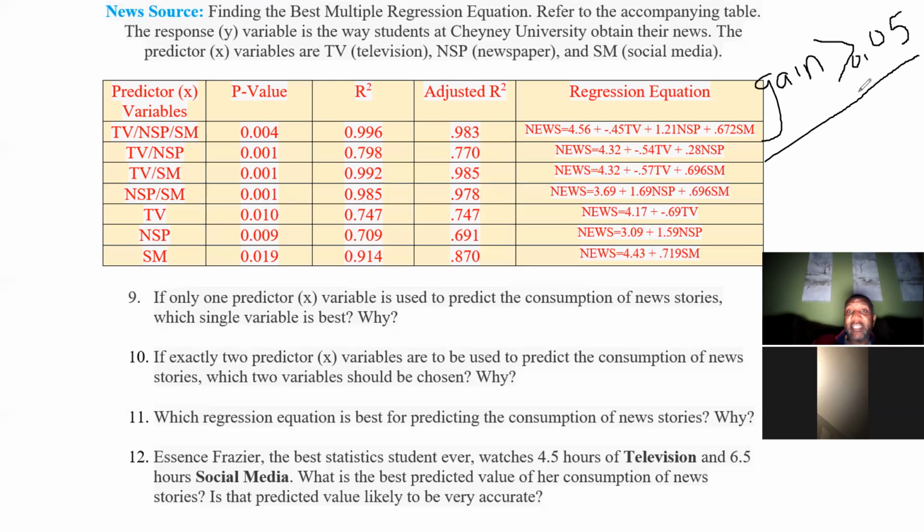So let's look at this. Let's first start off by looking at the singles. The first question is asking, if only one predictor, which single variable is the best? You know which one's the best? I just want to make sure you get used to it. I'm going to let you share your screen and narrate. You identify or highlight the variable that is actually the best one.